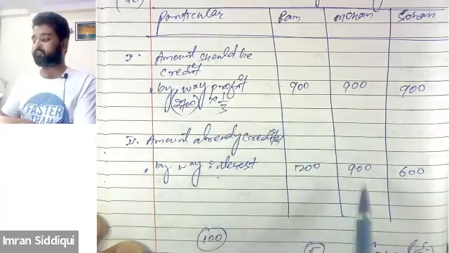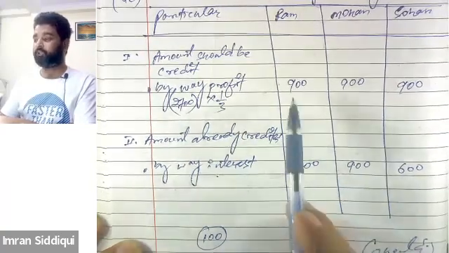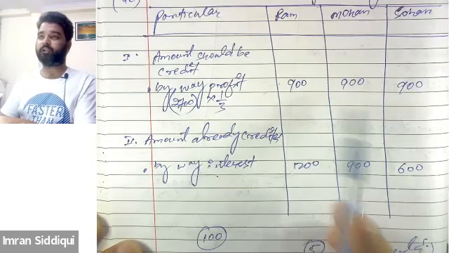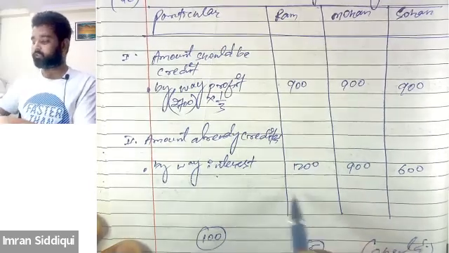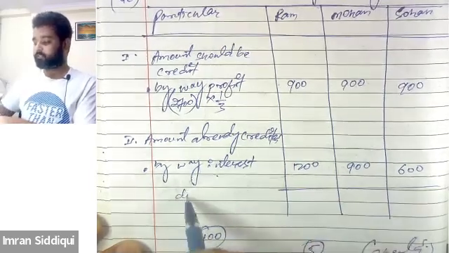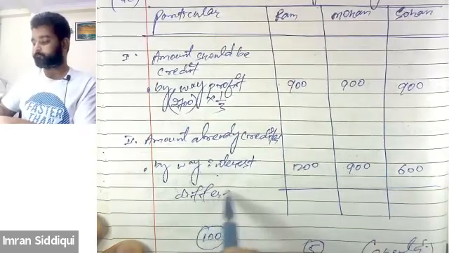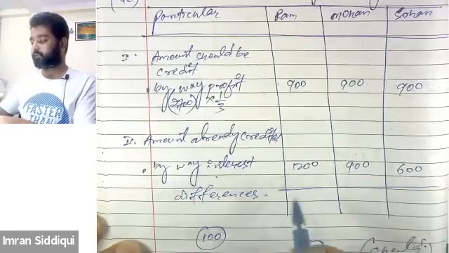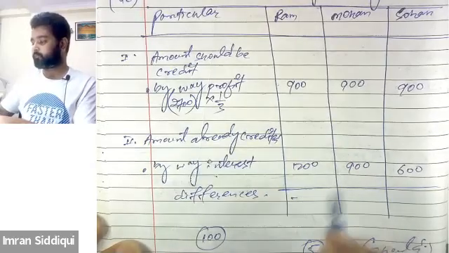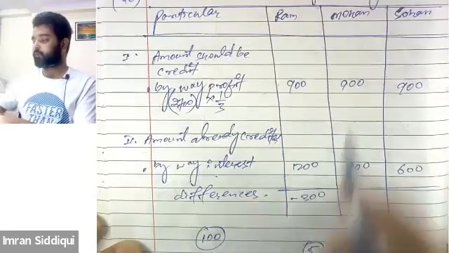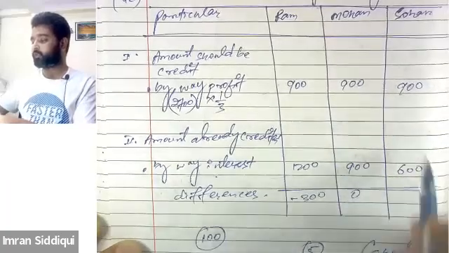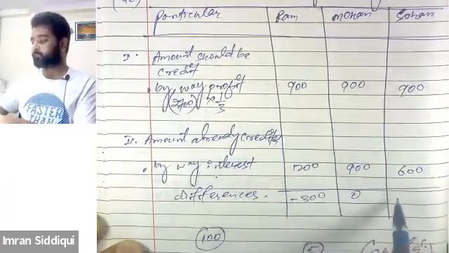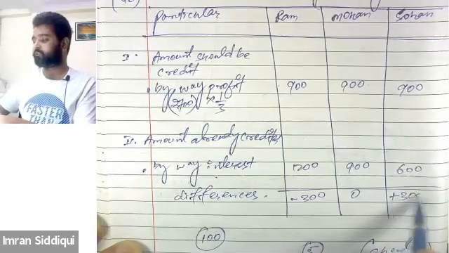If we divide the entire amount equally, each partner is going to get 900, 900, 900. Now we will find out their differences. Difference will be 900 minus 1200, we will get minus 300. 900 minus 900 will be 0. 900 minus 600 we will get 300 positive balance.